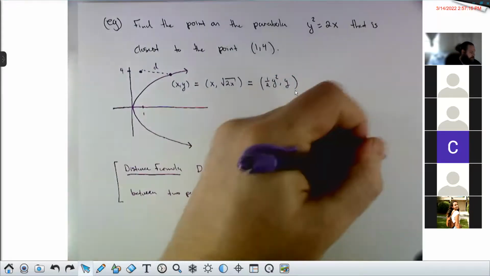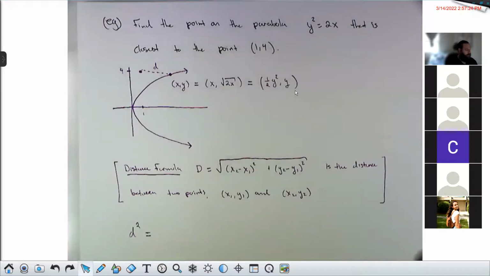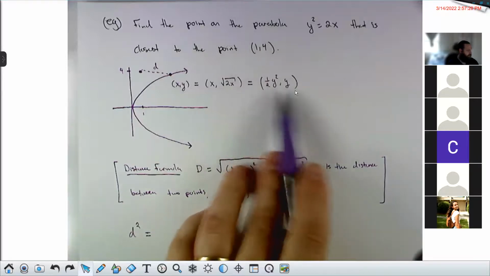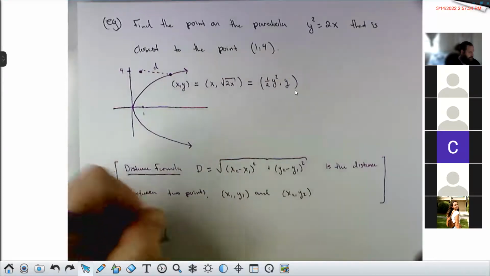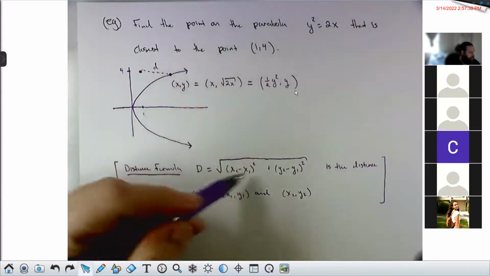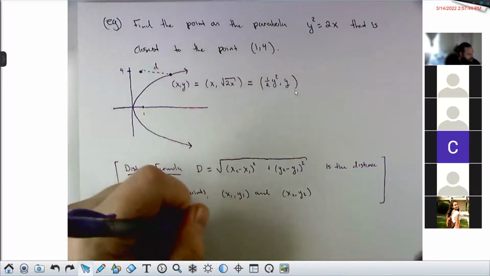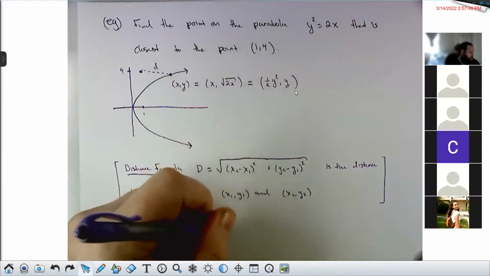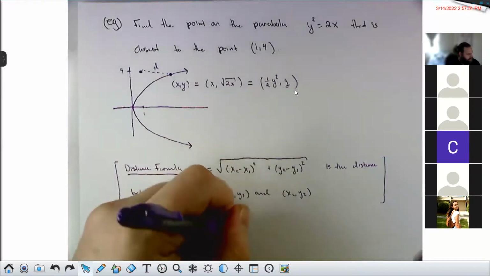Here's my distance formula. And this tells me that d would be the square root of some stuff. I'm just going to write d squared equals the stuff. And then I'll use this as x1, y1, and this as x2, y2. So x2 minus x1 is 1/2 y squared minus the x value here, which is 1, all squared, plus y2 minus y1. Well, that's y minus 4, all squared.